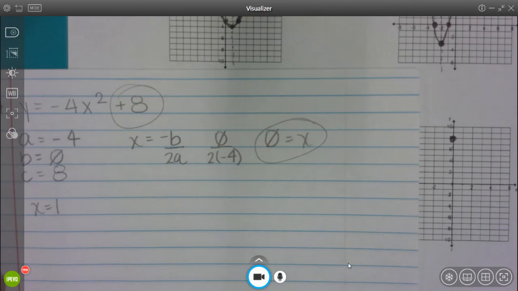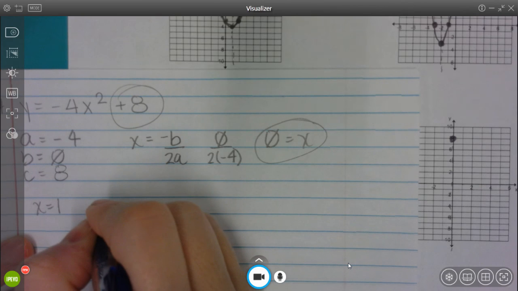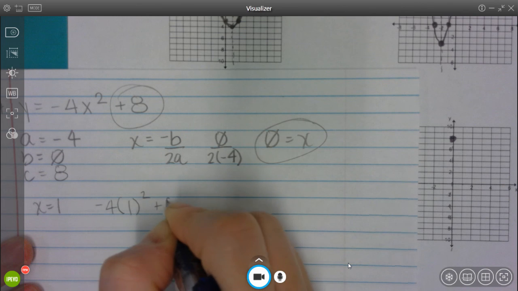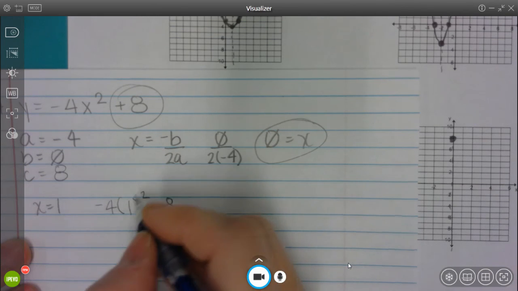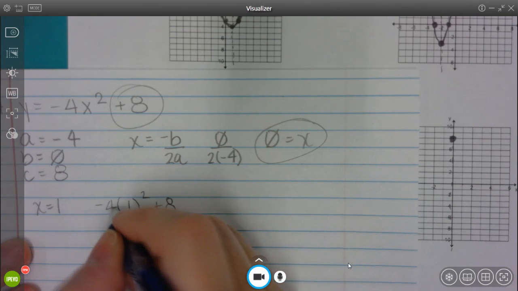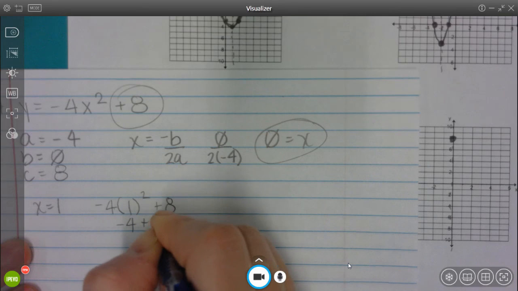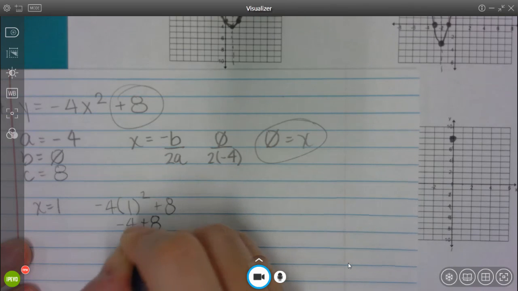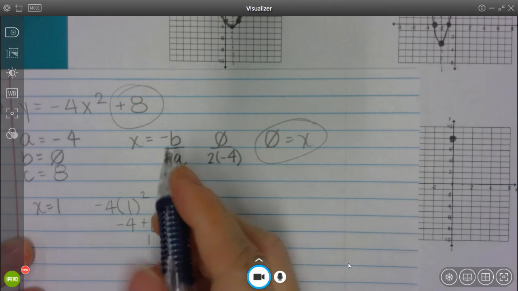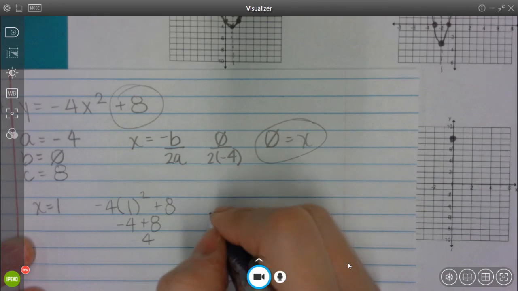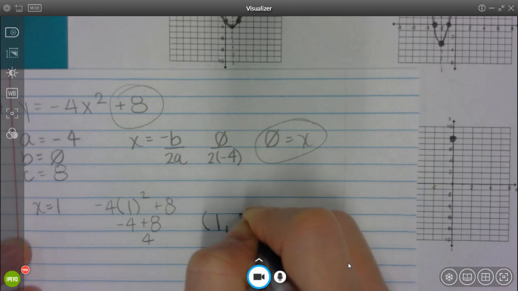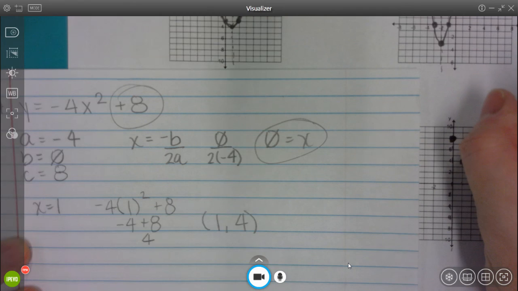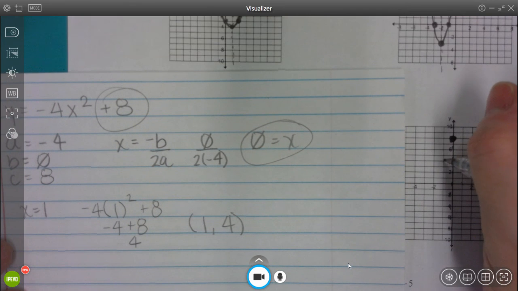Oh, there we go. So when x equals 1, I'll have negative 4 times 1 squared plus 8. 1 squared is 1 times negative 4 is negative 4 plus 8, which makes this, oops, not negative 4. Come on, positive 4. So this coordinate will be 1, 4. So I can graph that, and I'll reflect that over.